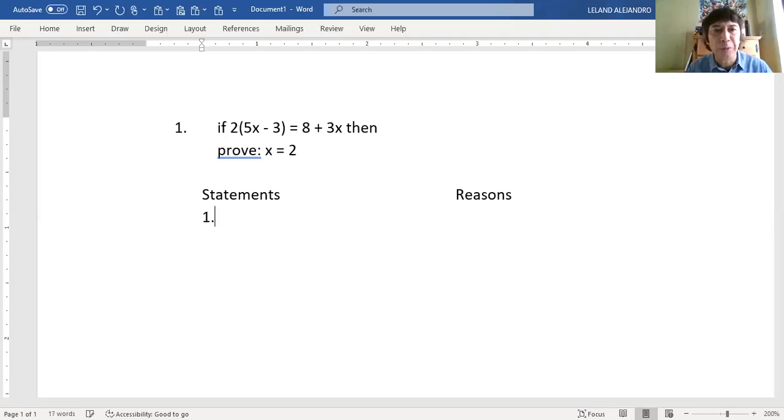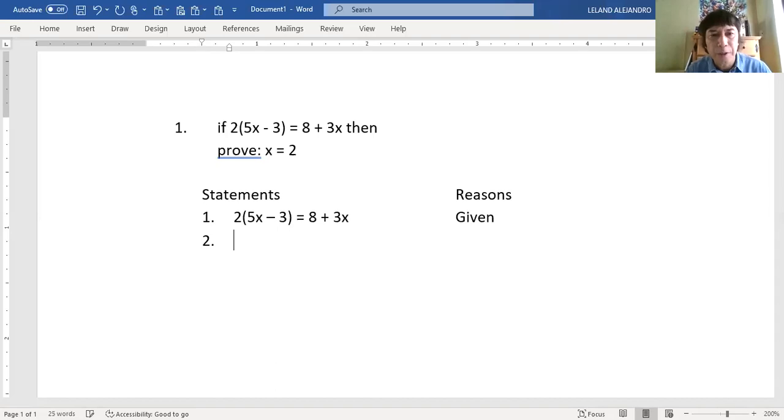Okay, so to start with this one, our first statement will be the equation. Okay, it will be like just this part over here. 2 times the quantity 5x minus 3 equals 8 plus 3x. And the reason here is just given. There, that's our first statement.